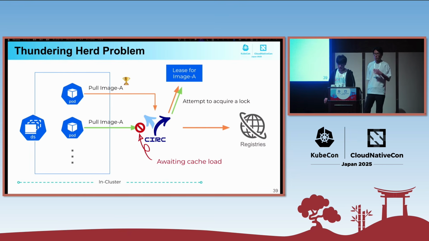Meanwhile, the green request sees that the lock is taken. So it simply waits for the cache to be ready by the orange request. Once the cache is loaded by the orange request, the green request can get the image directly from our CIRC and the SCS cache. The result is simple. Only one request hits the origin registry. This is how we solve the thundering herd problem. With these challenges solved, CIRC started working well.